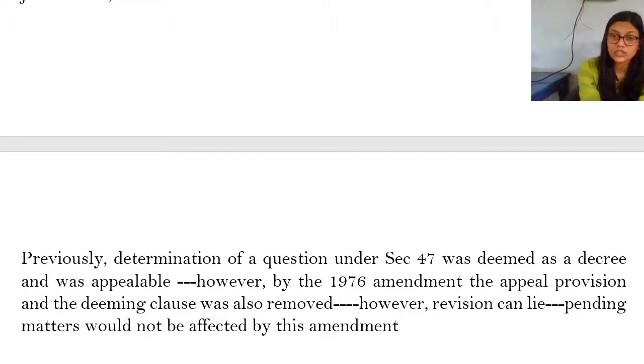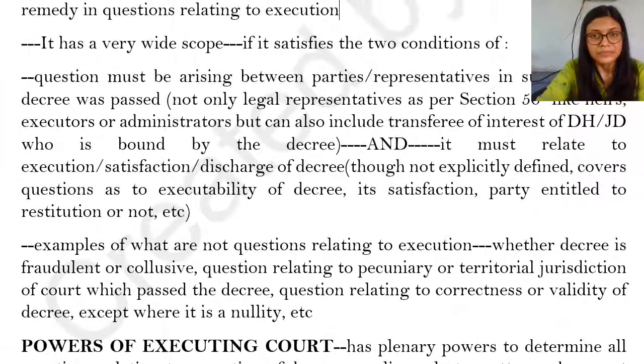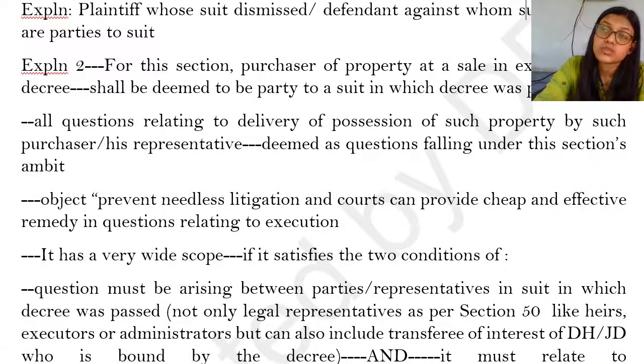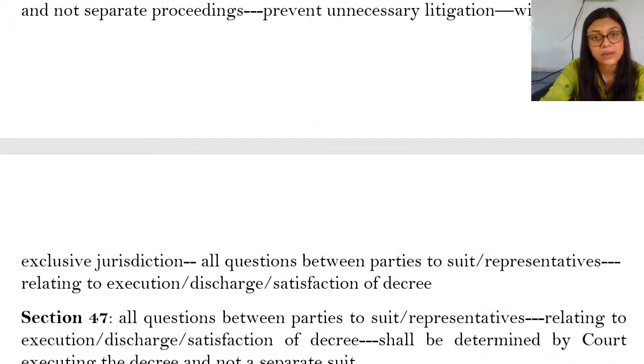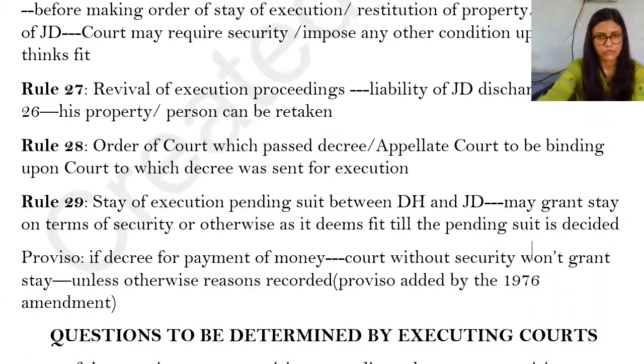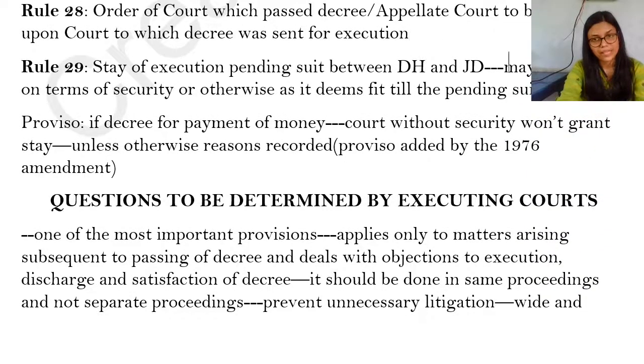Previously, a determination of a question under section 47 was taken as a decree and was also appealable, but this was removed by the 1976 amendment. And in section 2 clause 2, which defines a decree, there also it was deemed that such an order passed by a court in such a proceeding under section 47 is also taken as a decree, that is, it becomes a deemed decree, but that also has been removed. So here we have seen another topic of questions to be determined by the executing court.